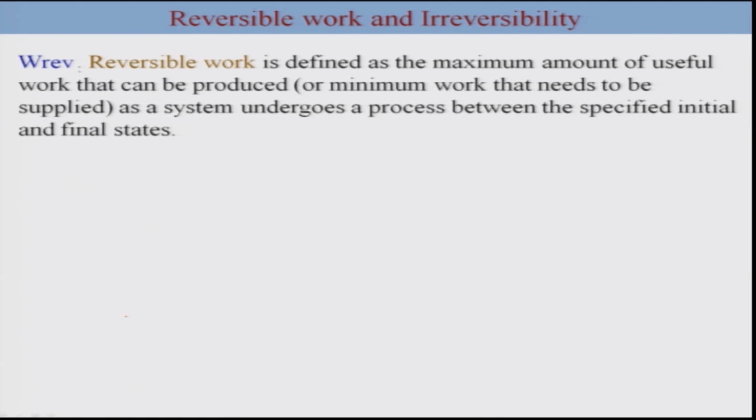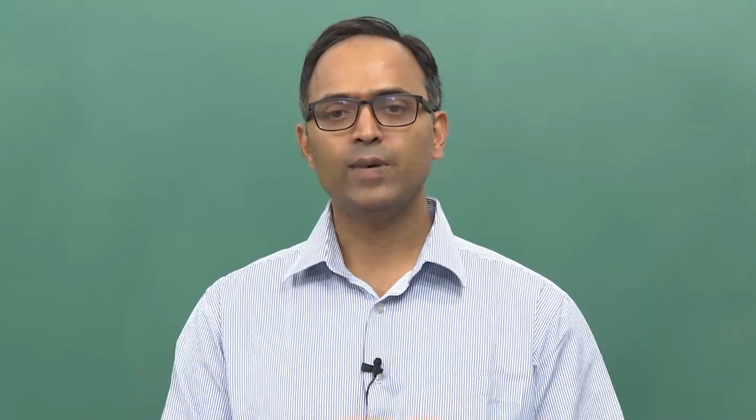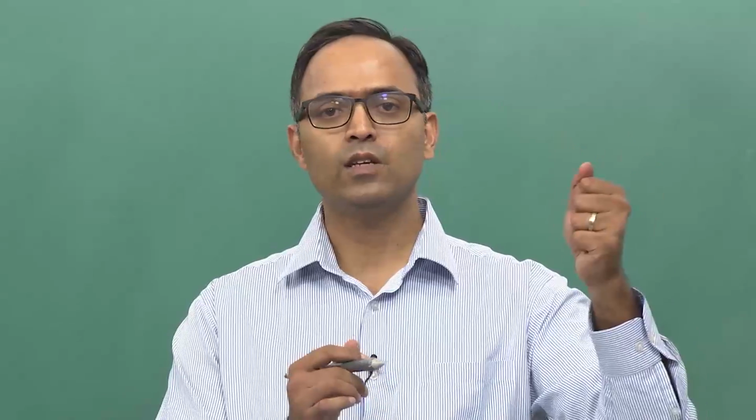Now we will define the reversible work. The reversible work is defined as the maximum amount of useful work that can be produced for a work producing device, or the minimum work that needs to be supplied for a work consuming device, as the system undergoes a process between the specified initial and final states. So, that would be the definition of reversible work. In other words, if the final state is the dead state, as we already talked about earlier, the exergy which we are going to define is the maximum amount of work possible from a given state to the state where the system is at equilibrium with the surroundings, which we call the dead state.